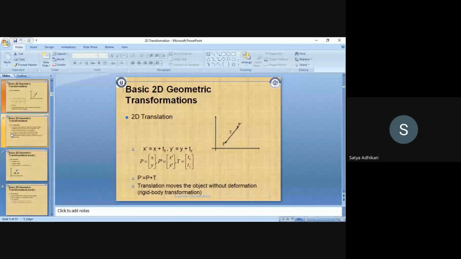You see here, the first technique for 2D geometric transformation is translation. You see the image first. Suppose we have an image P, and after translation T, P is shifted to P dash. That means P is located at x y. Now we apply translation and it is shifted to P dash.